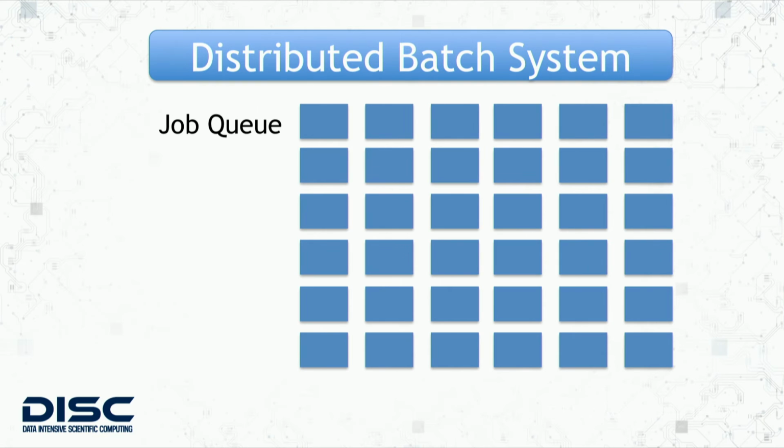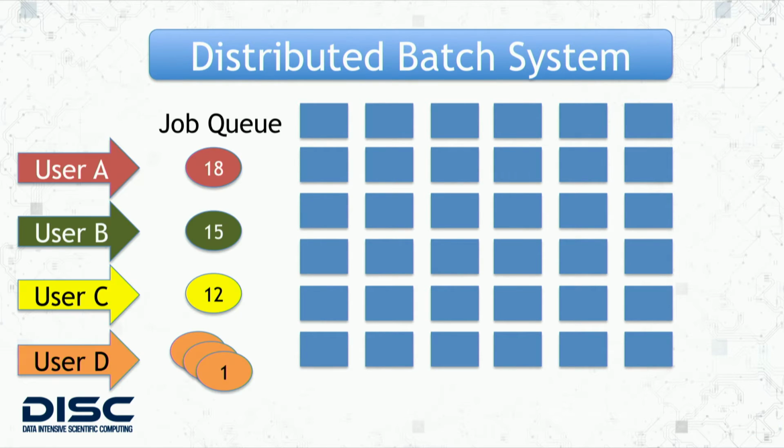So now, let's think of the same example, but this time with a distributed batch system in place. We have our cluster, we have the distributed batch system which is going to manage it, and that batch system has a queue of jobs that it is going to run. And now when users come to the system, they define what sort of jobs they want to run.